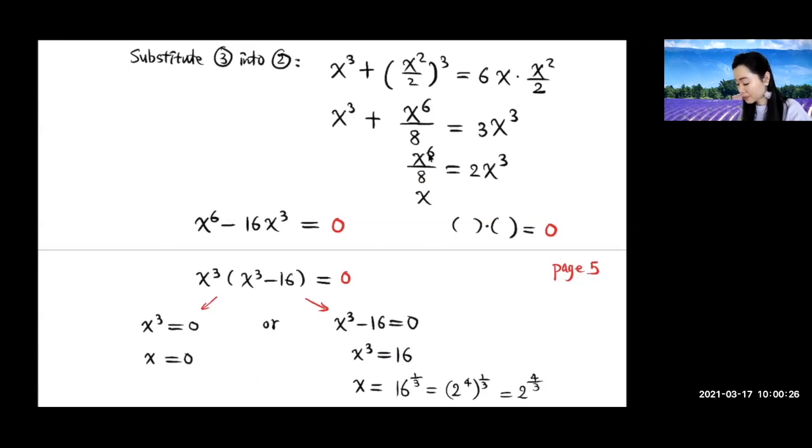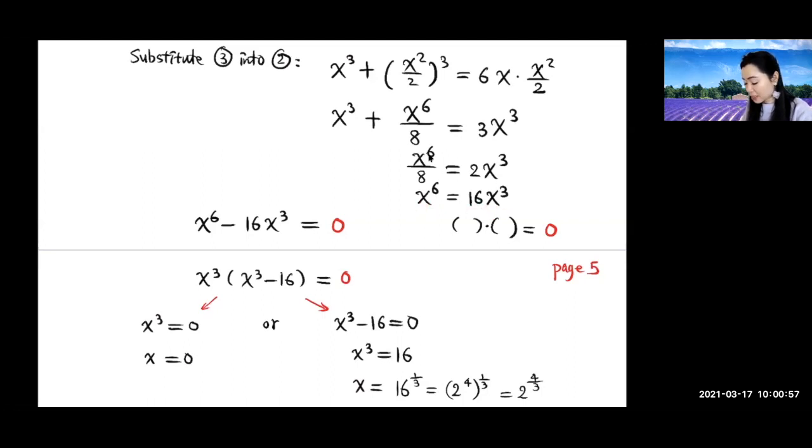Let me go back a little bit. So over here, this equation, when you simplify this, you got this equation. You subtract x cubed on both sides. So this side you get 2x cubed. Now you multiply both sides by 8. So you get x to the 6 equal to 16x cubed. Over here, you don't divide both sides by x cubed. If you divide, you're going to lose one of the roots.